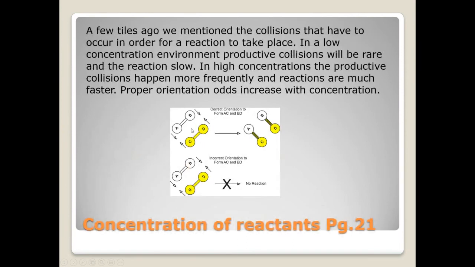Okay, so we mentioned a few slides ago the collisions that have to occur before a reaction takes place. In a low concentration environment, of course, productive collisions will be rare and the reaction will be very slow. It'll take some time for that to happen. In high concentrations, the productive collisions happen more frequently, and thus the reactions will happen much faster. Proper orientation odds simply increase with concentration, right? We're looking for everything to line up just right.